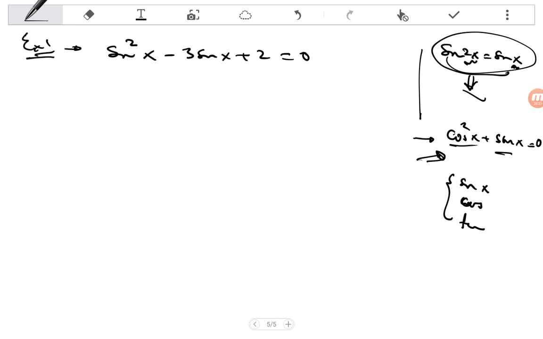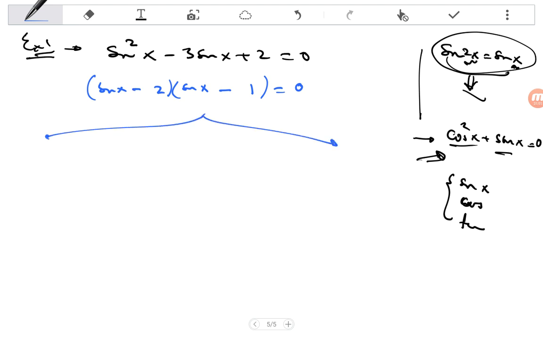Okay, so in this equation the two conditions are satisfied. All of the angles are the same, which is x, and the equation is expressed all in terms of sine x. Okay, so we'll start our procedure to solve this equation. This is a quadratic equation which we may factorize like this. So it will be sine x minus 2 and sine x minus 1. This equation may be divided into two equations. Either sine x will be equal to 2 or sine x equal to 1.